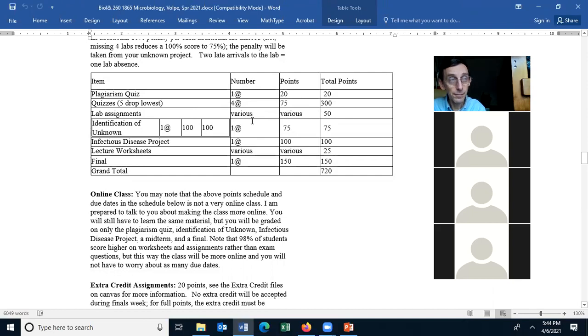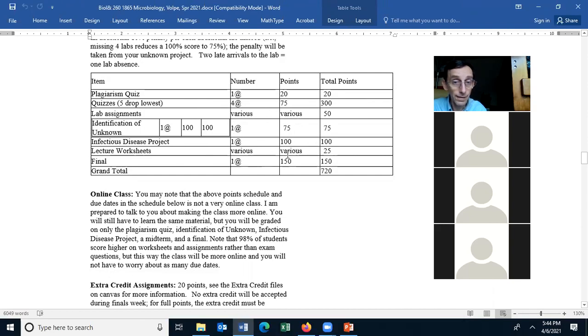Nope, the first lab, there's 2 of them for the first lab, so that one's 5, 2.5 and 2.5, but all the others are 5. Identification of the unknown, 1 at 175 points. I gotta get rid of that. 1 at 75 points. Infectious disease project, 1 at 100 points.